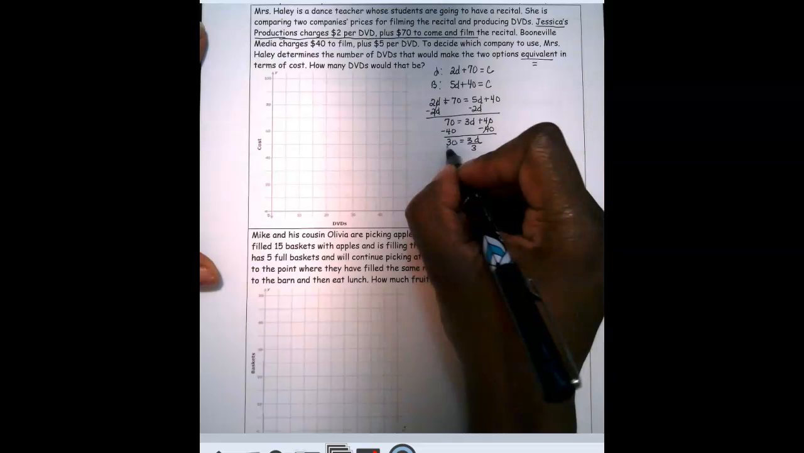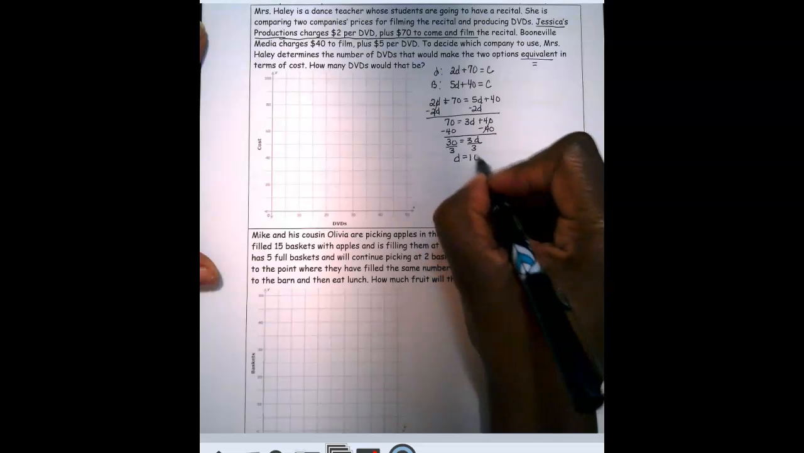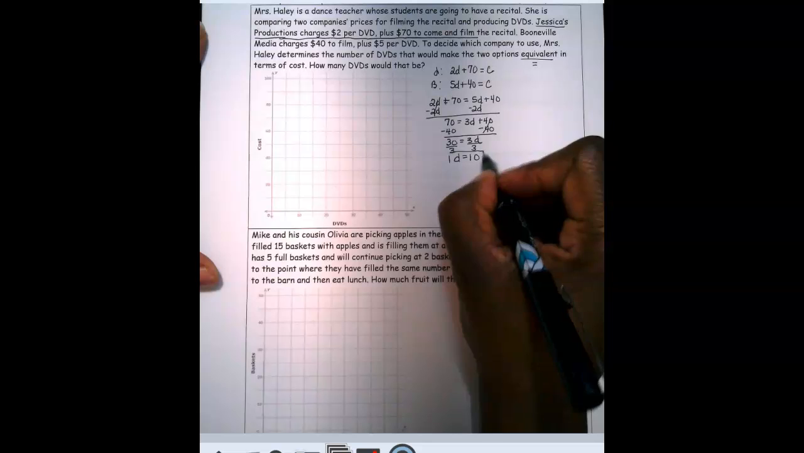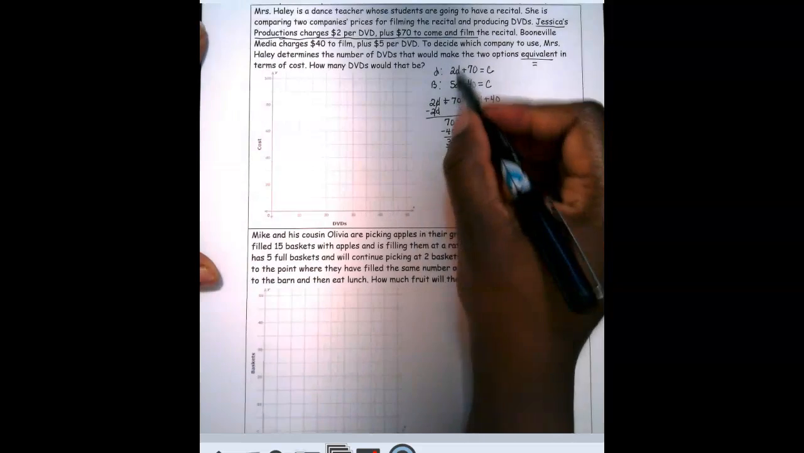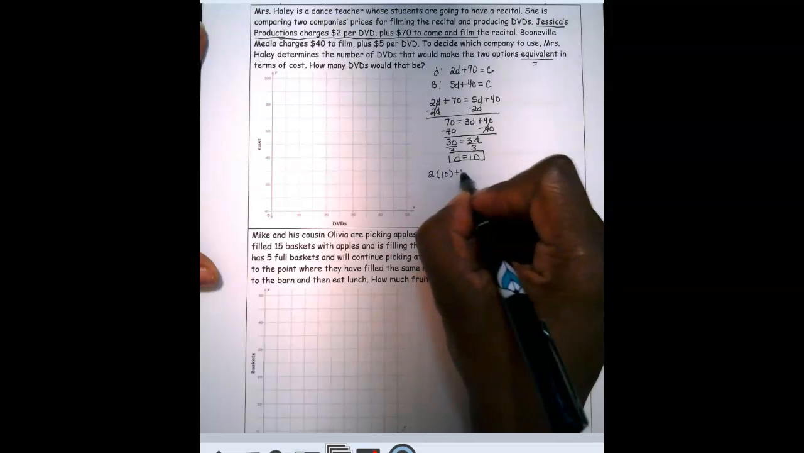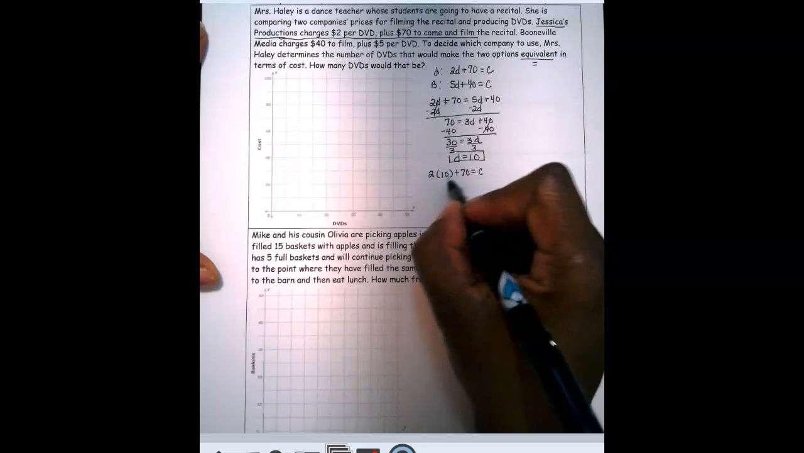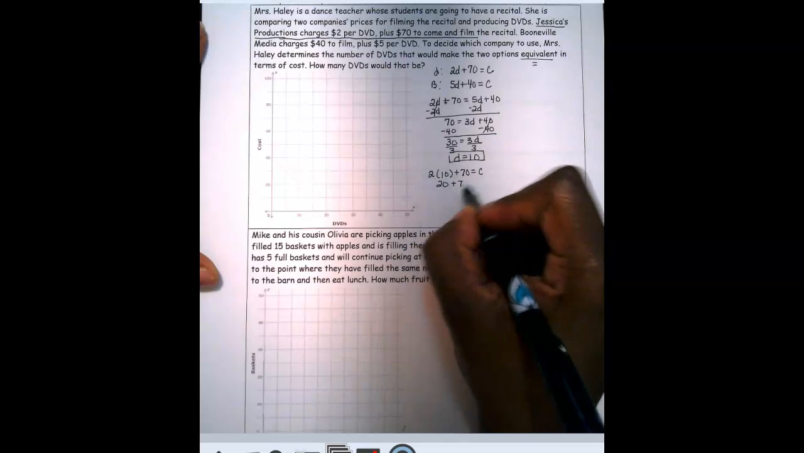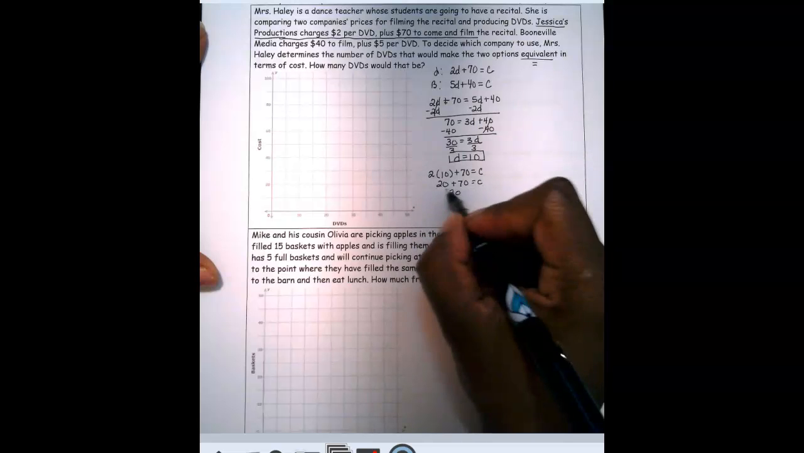So divide by 3, divide by 3. The number of DVDs would be 10. So what I do now is I take the number of DVDs and I can substitute inside of either one of these equations to get the cost. So 2 times 10 plus 70 gives me the cost. Well, 2 times 10 is 20 plus 70, that would be 90. 20 plus 70 is 90 equals the cost.